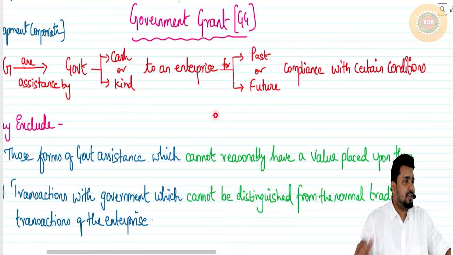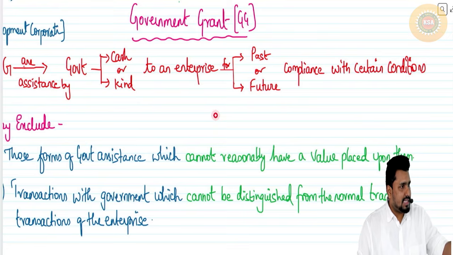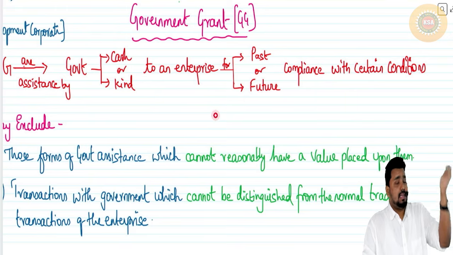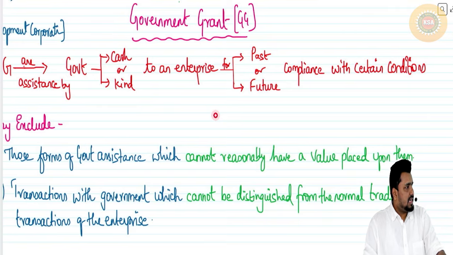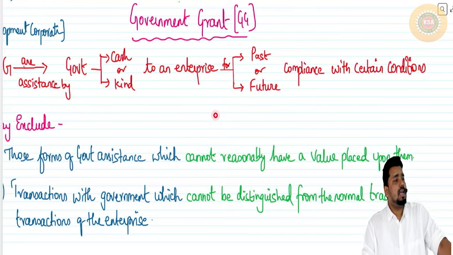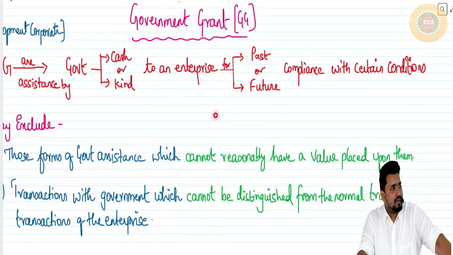Why should the government give to the enterprise? Because they are friends? No. Why do they have to give to the enterprise? Because they would have complied with certain conditions. Either in the past they would have complied with certain conditions, for that government will be giving, or for future conditions to be satisfied by the company, for that government will give today itself. They are called government grants.